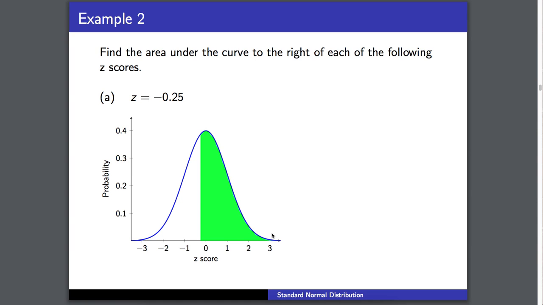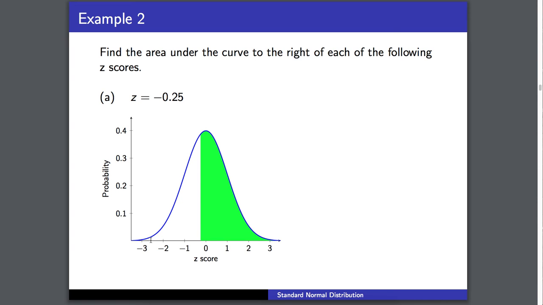Now, just to get a quick, back of the envelope calculation here, half the scores are below 0, the other half are above. So it's going to be at least 0.5 because we have everything to the right of 0 shaded. But then we have a little bit more in between the negative 0.25 and 0. So we should get an answer that's above 0.5. As far as how much above it is, that remains to be seen. But if we get anything less than 0.5, that means we made a mistake somewhere. Maybe we calculated the area to the left instead.